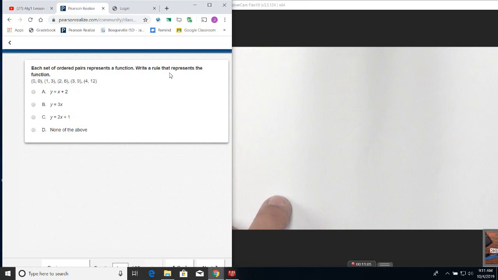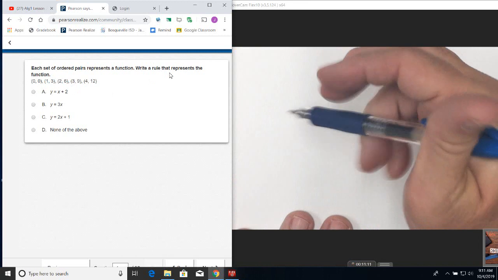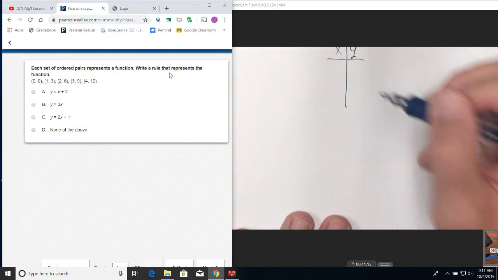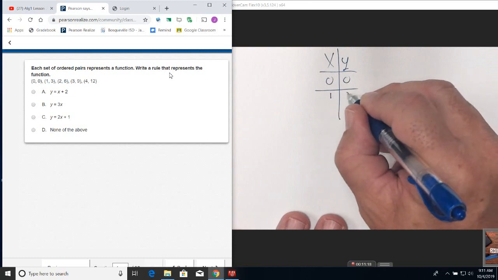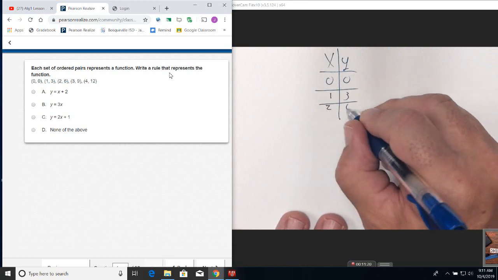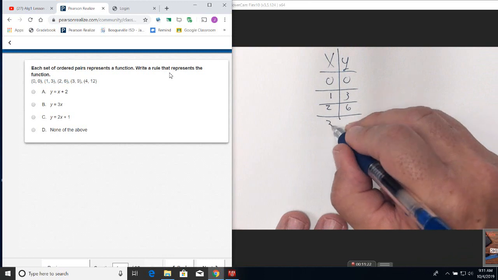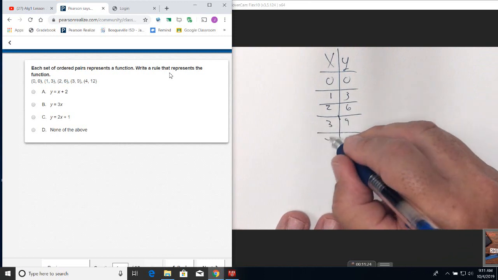Now, y'all do know that on your test you get to use your calculator, right? So what I could do is try to create a table and find a pattern. And we could do that real quick. If x is 0, y is 0. If x is 1, y is 3. If x is 2, y is 6. If I got a 3, I got a 9. If I got a 4, I got a 12.